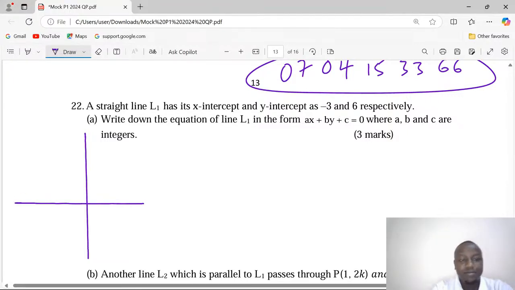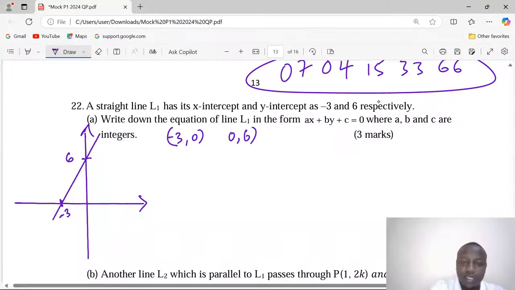So that line, this is the y-axis, this is the x-axis. Now the line behaves this way. This is at +6, and this one is -3. Yeah, +6, -3. So that means the two coordinates now are -3, 0, and 0, 6. We can extract the coordinates that way now.